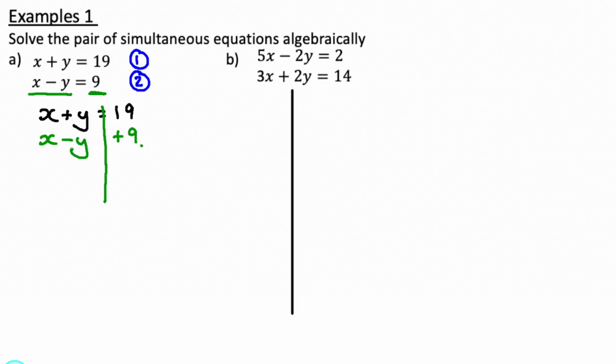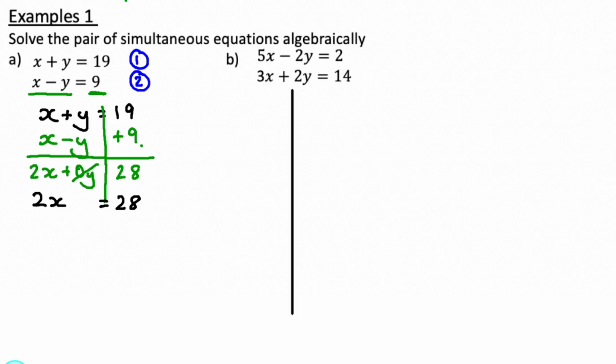And now I'm going to just add these two things together and see what I get. Well, 19 plus 9 gives me 28. And x plus y plus x minus y, well, let's see what happens when we add that together. We get x plus x gives me 2x. And I've got y minus y, which is going to give me 0y, which cancels to nothing. So I've effectively got now 2x equal to 28.